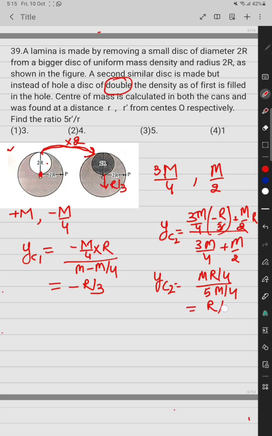So I think r/5 is the second. The distance is asked; the distance in the first case is r/3.